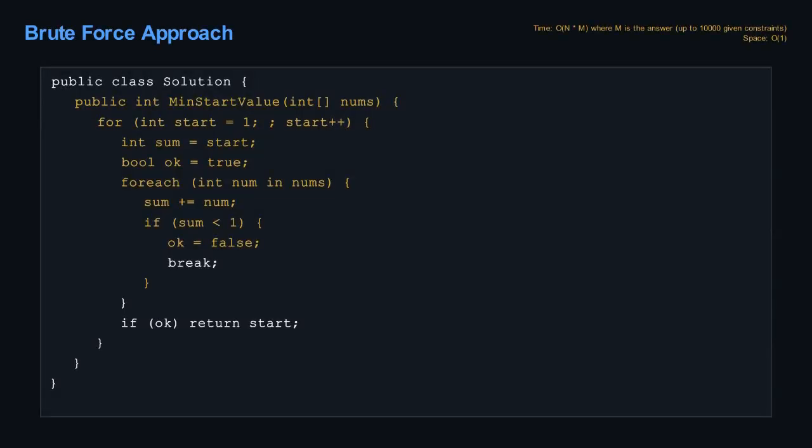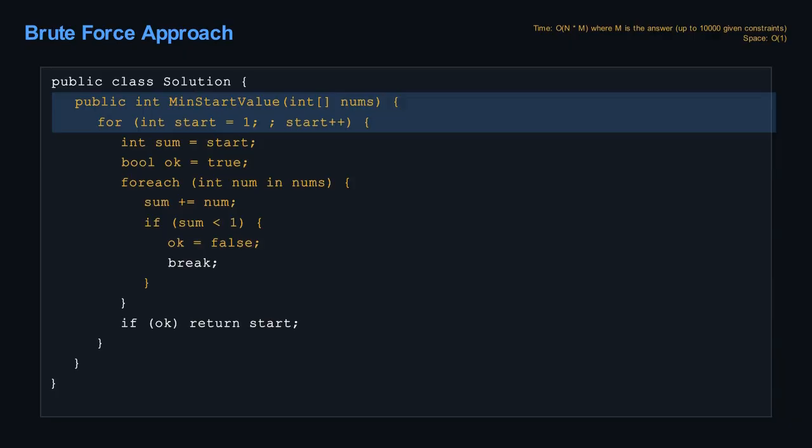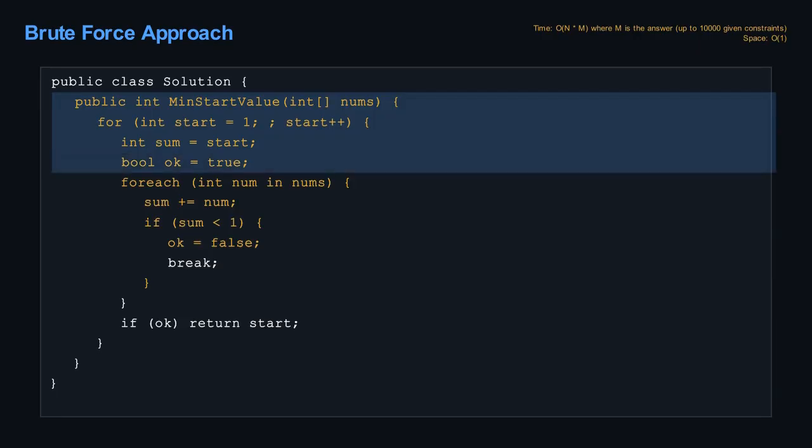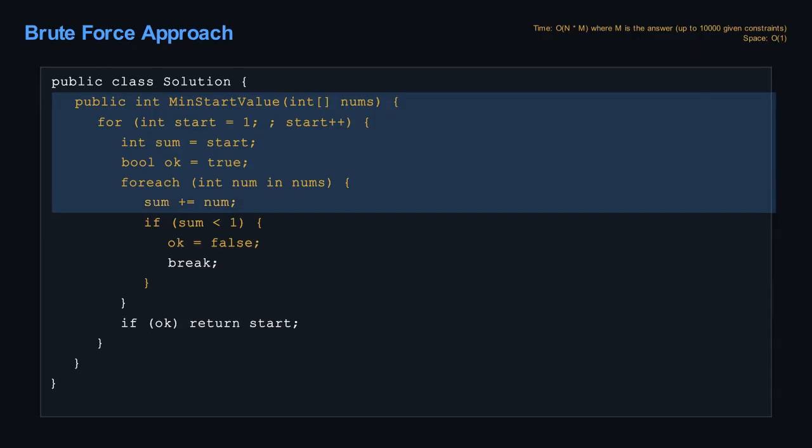A straightforward but inefficient approach is to try every possible positive starting value, beginning from 1. For each potential start value, we iterate through the entire array, calculating the running sum. If the sum ever falls below 1, that starting value is invalid, and we move to the next. We continue this process until we find a starting value that keeps the sum positive throughout.